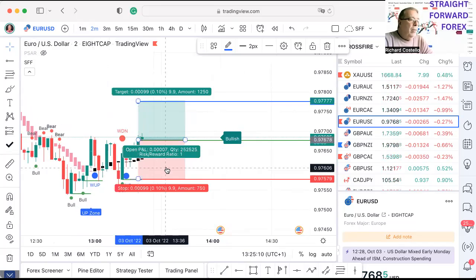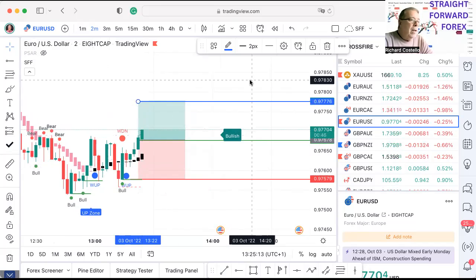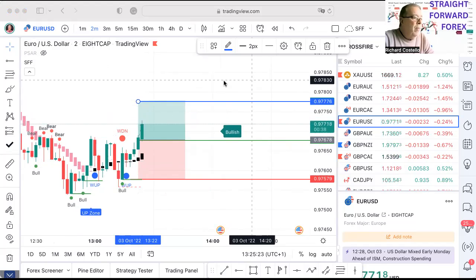Now, this was a 10-pip stop loss. That's quite high for my liking. I like to see smaller stop losses than that. I would go down as far as 5-pip stop losses, but you need to sort out your own comfort zone. You can see we're already more or less halfway up to our target.